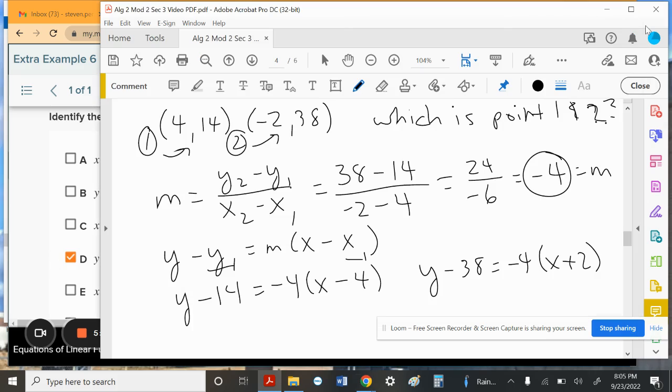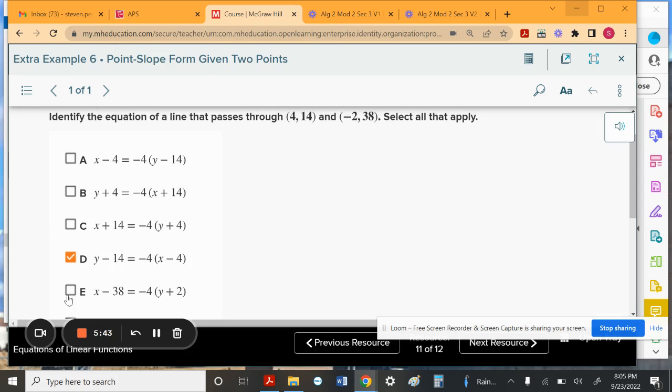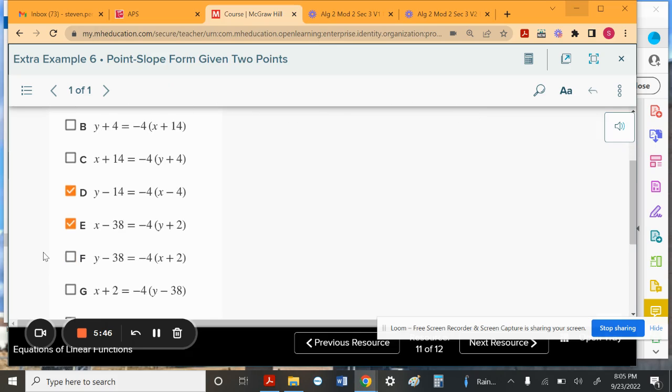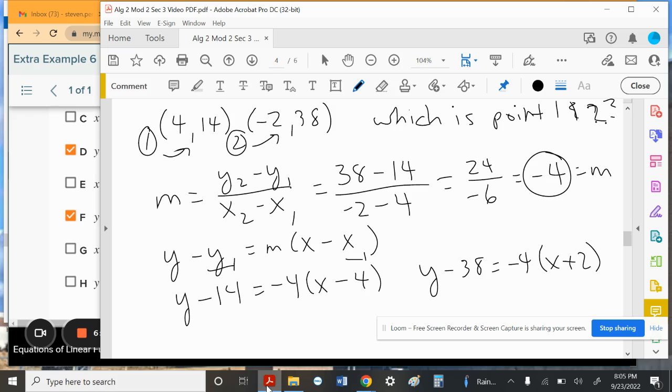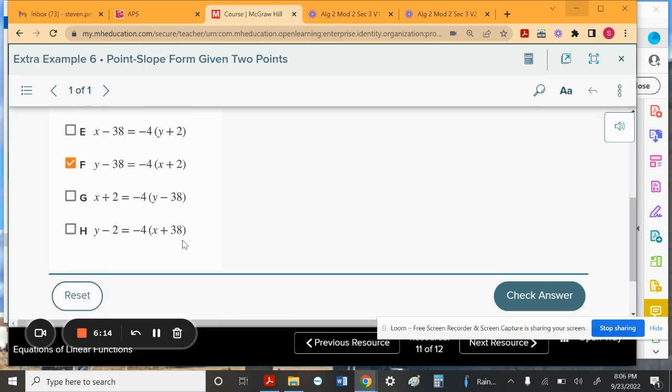Let's take a look at any other equations. So minus 38, minus 4, plus 2. And then are there any other possibilities? Not based on this, because remember the x has to go with the slope. So this is definitely not true. Okay. Oops, I picked the wrong one there. Right, because the 38 goes with the y value. Notice here in this particular case, I'm glad that I caught that. Y minus 38 equals negative 4 times x plus 2. So it's got to be that one there.